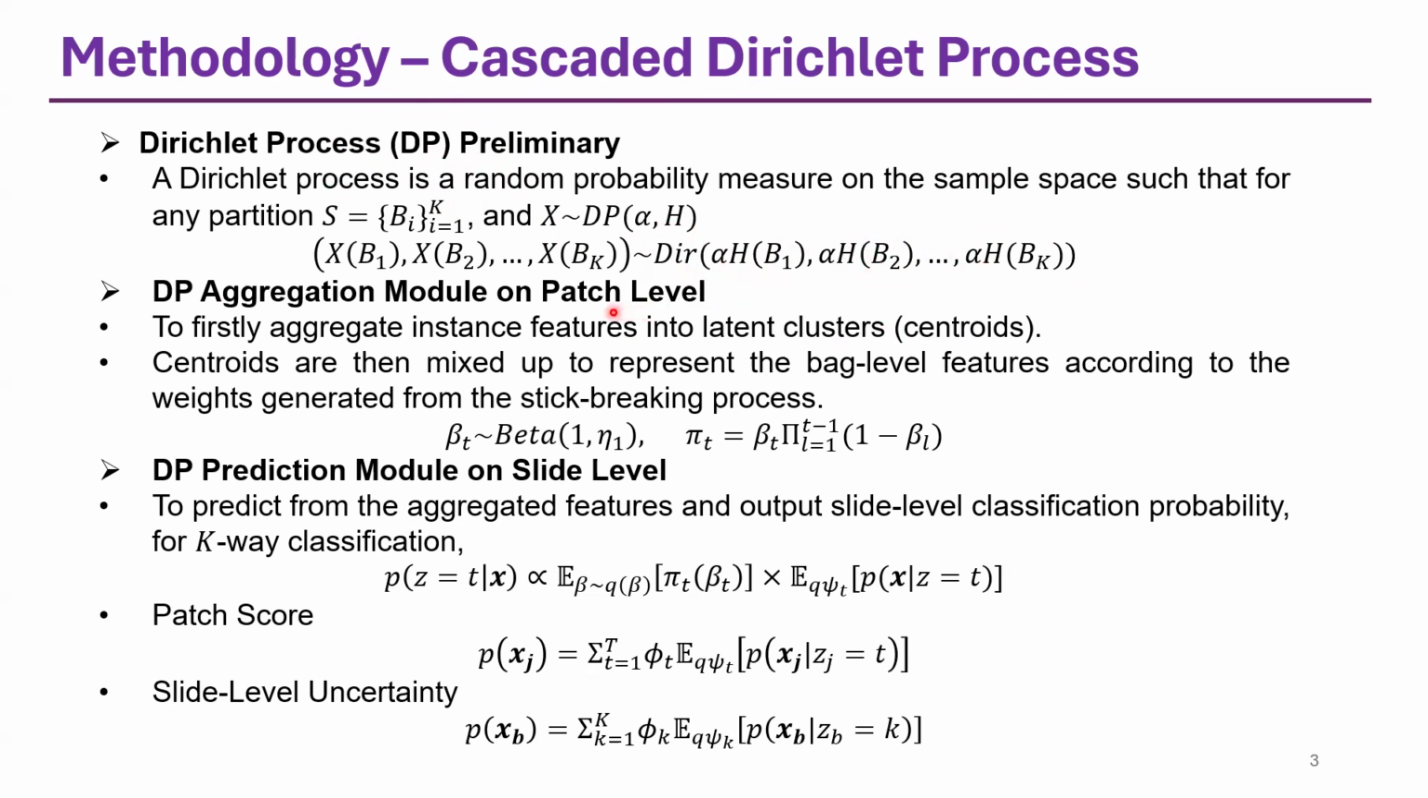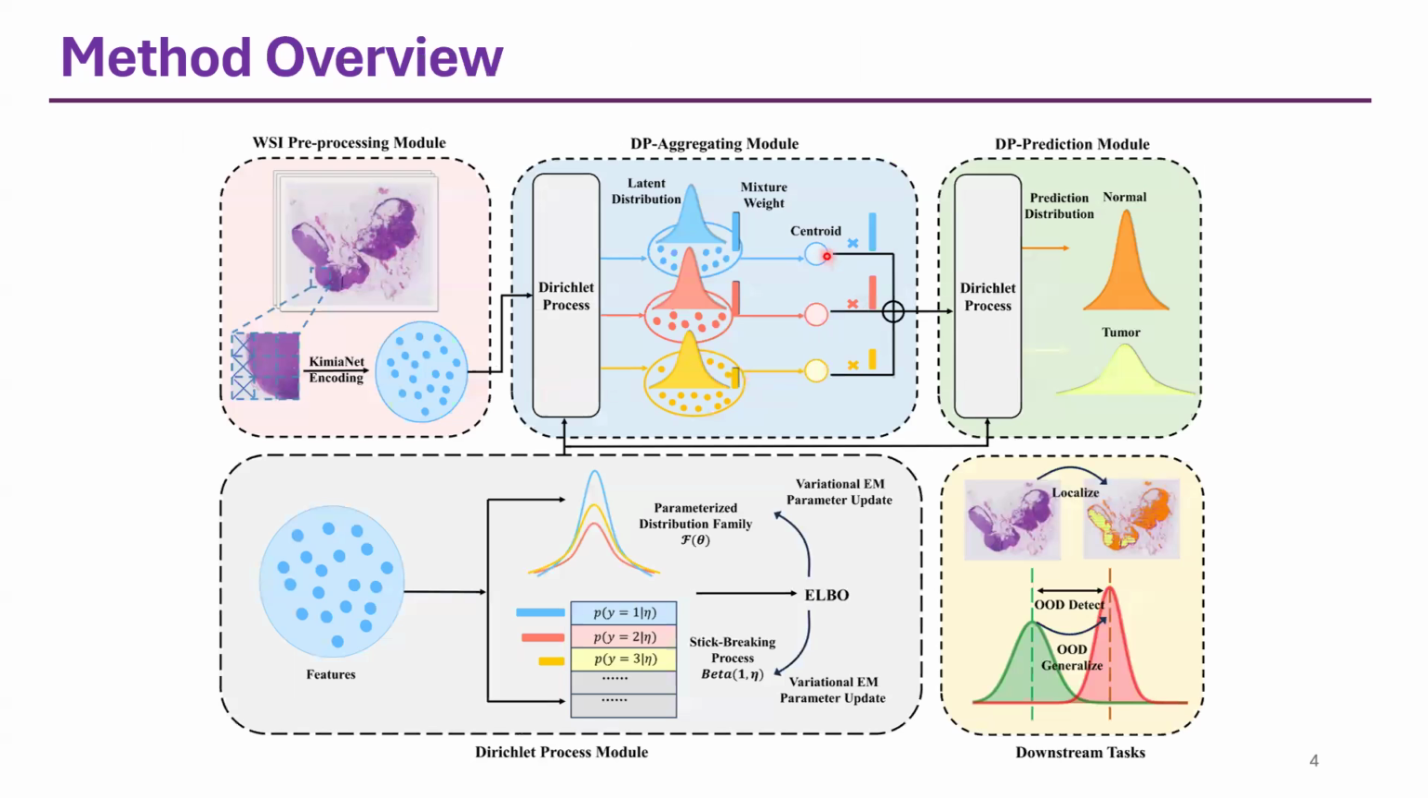And then we apply this Dirichlet process on aggregation first. We use the Dirichlet process to cluster the samples into each of these partitions. And then we perform predictions with the Dirichlet process again. So next, here's our overview of the framework.